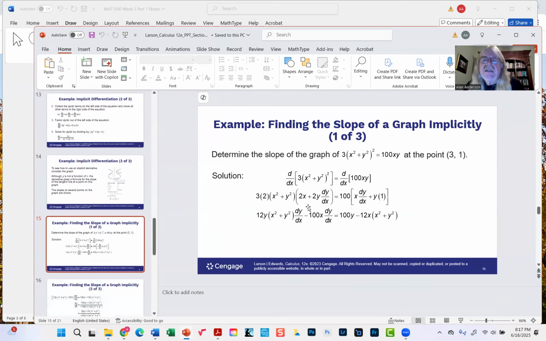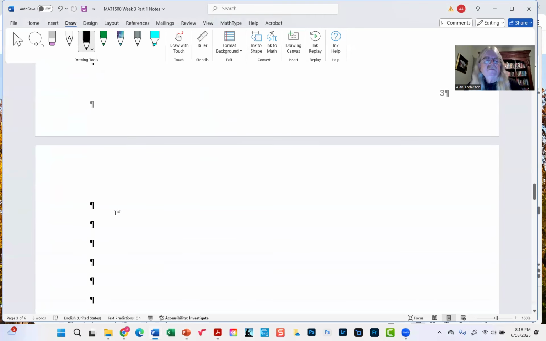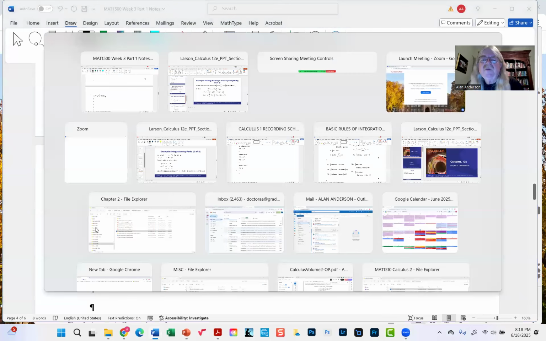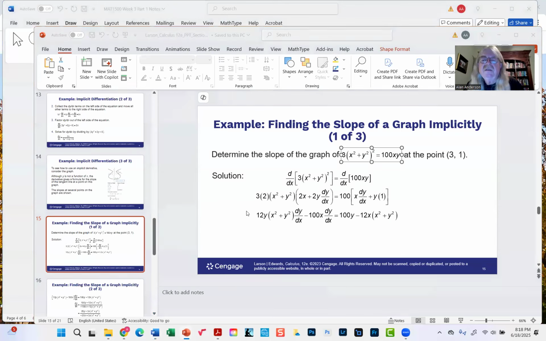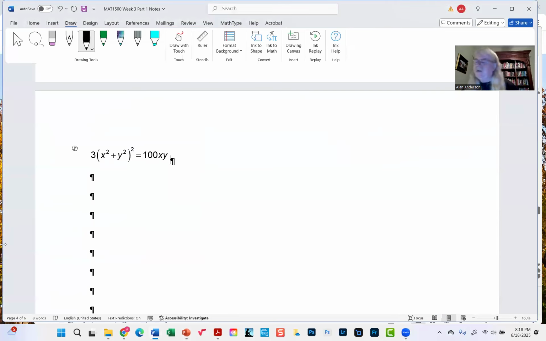So anyway, all right, now here they want us to find the slope of the graph at the point 3, 1. So in other words, it's an implicit differentiation problem. So let's work on that one for a bit. Oh man, we really have a mess on our hands this time. Okay, so they want us to take the derivative. And so here's how it's going to go down.